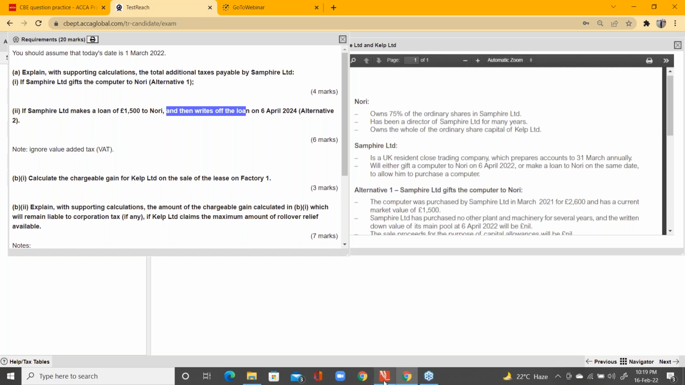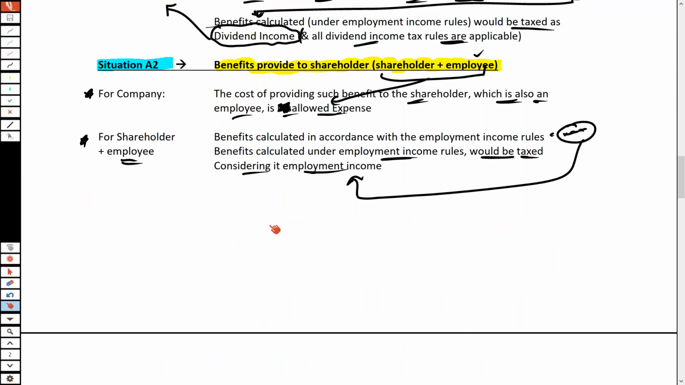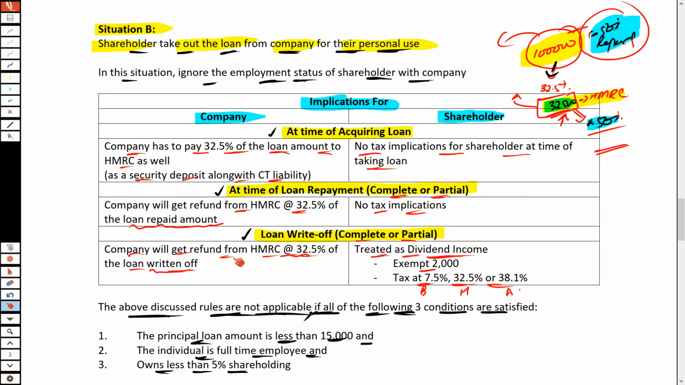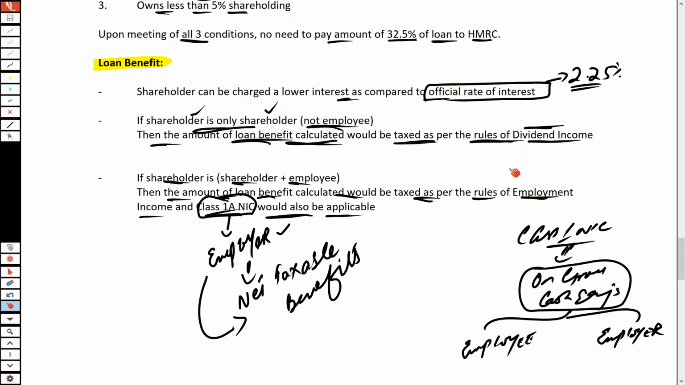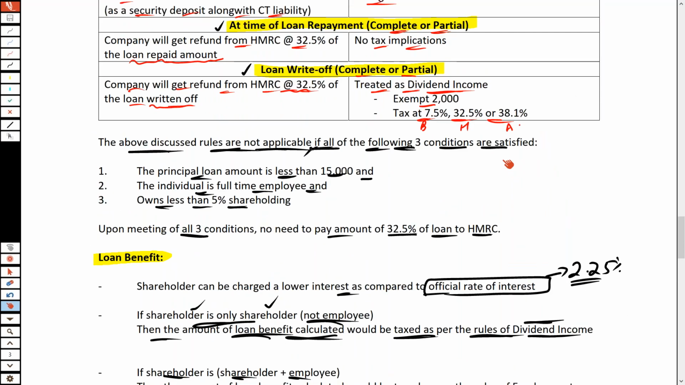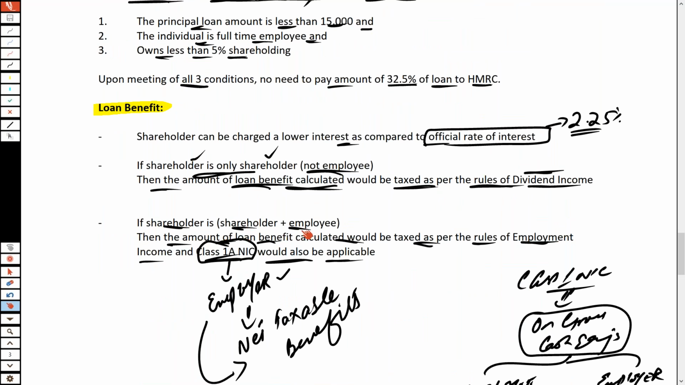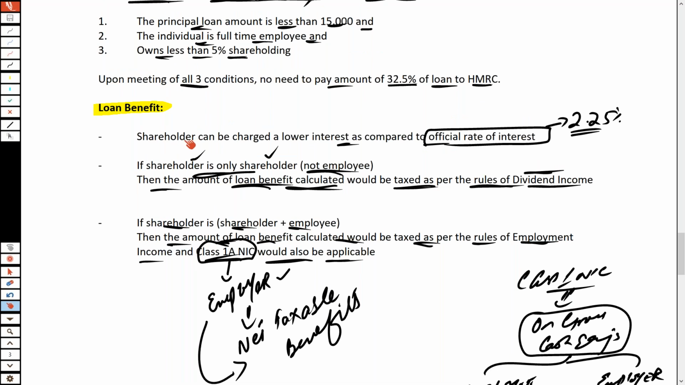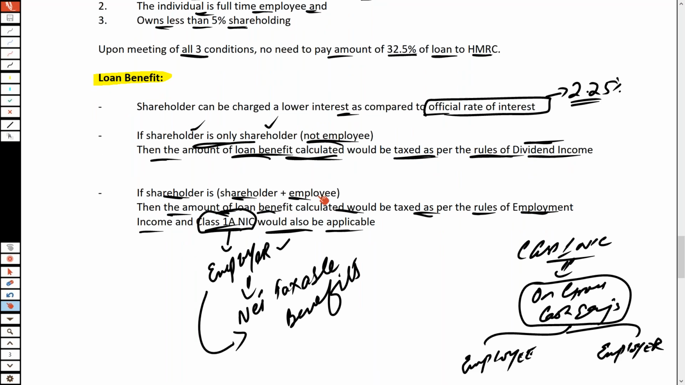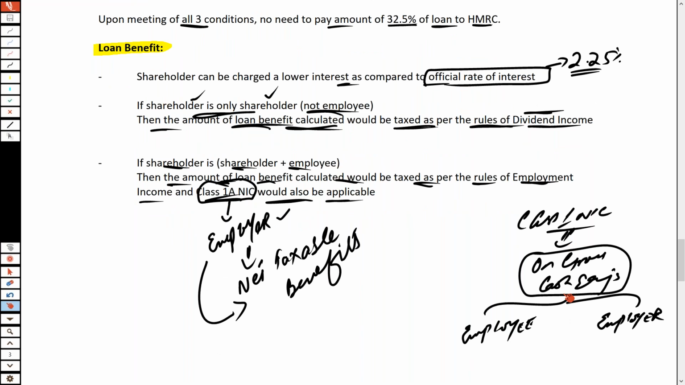Now you can see it's from here. The company would be writing off the loan amount, right? But the loan amount would be considered as gross cash earning, because now the employee is getting cash from the company. If the shareholder is also an employee, then it would be a gross cash earning. But if the person is only a shareholder, then it would be considered as dividend income for that person at the time of writing off the loan amount. But if the person is a shareholder and employee, then the class 1 NIC on gross cash earning would be calculated.